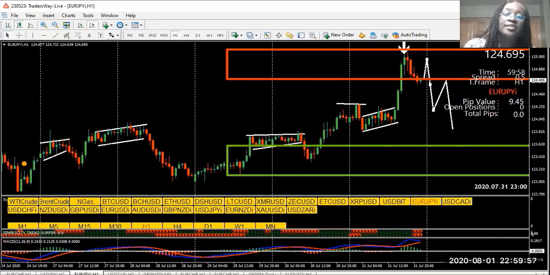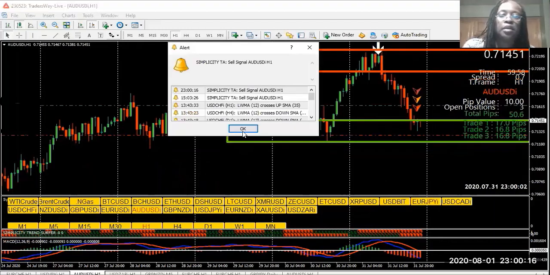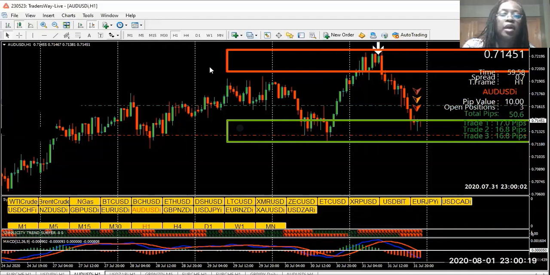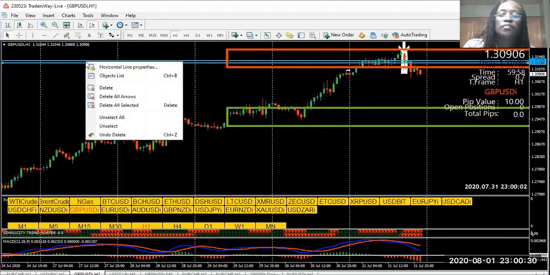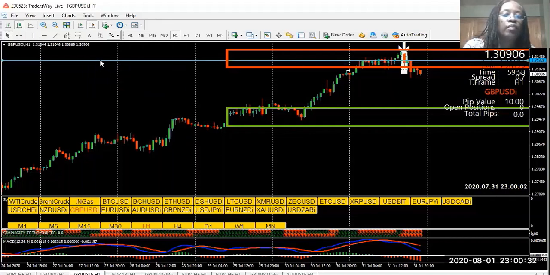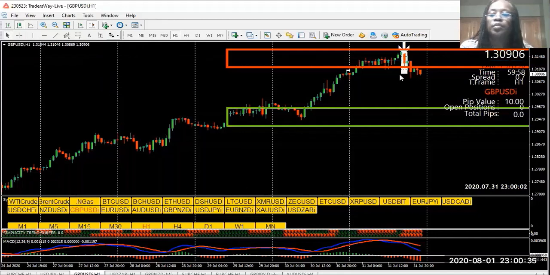Oftentimes what I'm finding is that there's a lot of focus and emphasis on what the dots are saying. But we need to see what the price is saying, what these candles are saying, what patterns are being made, what's actually happening as it relates to market structure. So that was EJ. Let's do Ozzy. I'm actually in this pair, closed. Let's go to GU.